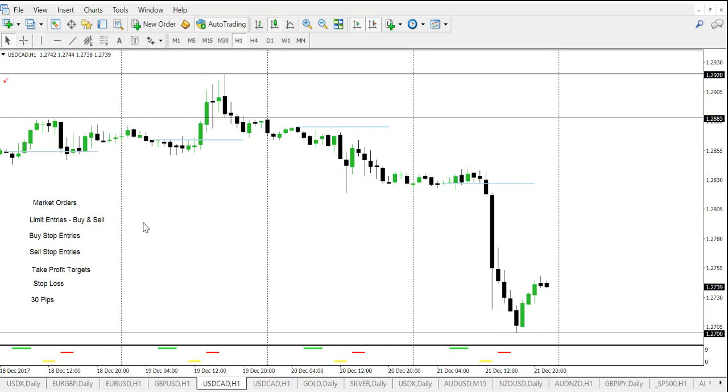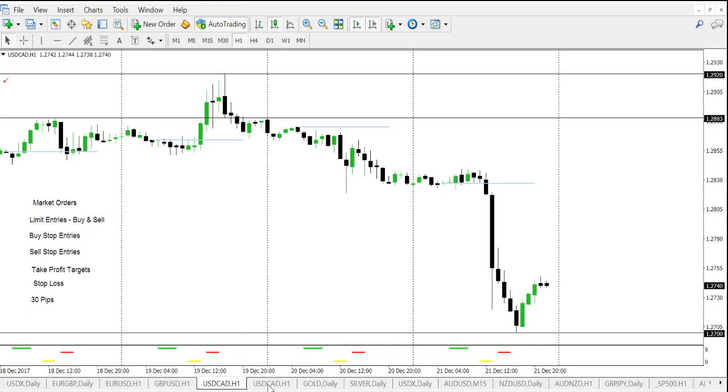As I mentioned, there are a number of different orders that you can place on a chart. We can put market orders in, limit entries, buy and sell, buy stop entries, sell stop entries, and take profit targets, which is where we think price is going to go and where you want to exit. Stop loss areas are where, if price goes against you, you want to make sure you protect your profit and your account, so that if price keeps going against you, it doesn't get any worse than that level. And I'm going to talk about this here, which is 30 pips, a little bit at the end and fill you in on what that means.